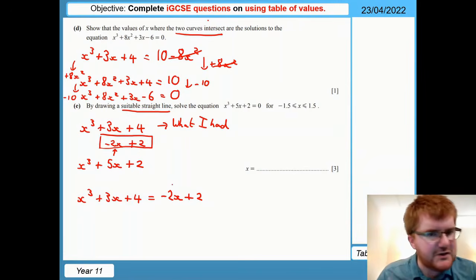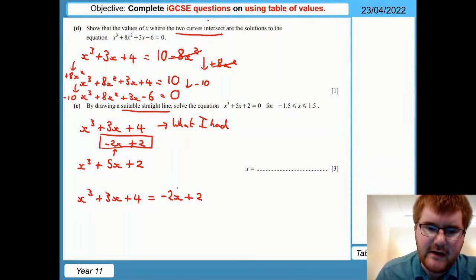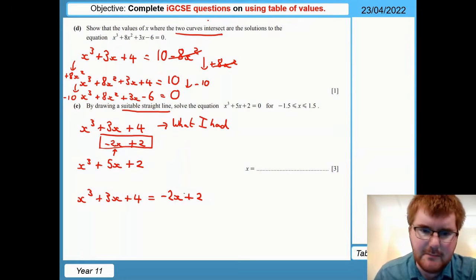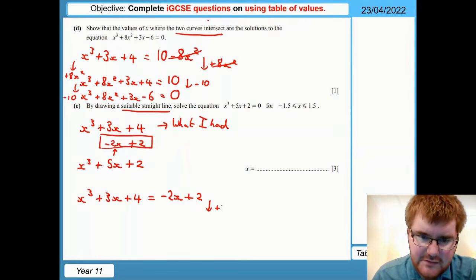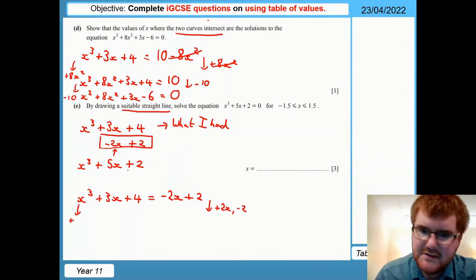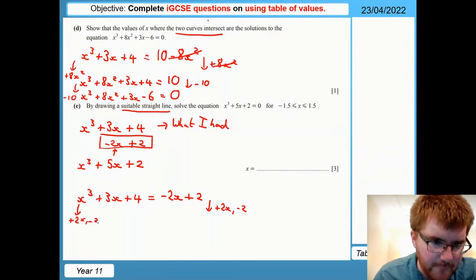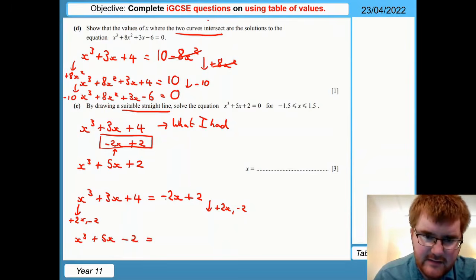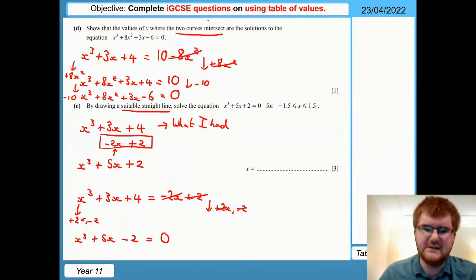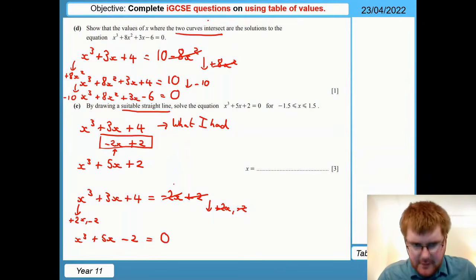But I can rearrange this equation to make the right-hand side 0 by adding 2x and minusing 2. So if I add 2x and minus 2 on both sides, notice I get the cubic that we're actually looking for. So we get x cubed plus 5x minus 2 on this side, and then this cancels, and we get equal to 0. So these two things are equivalent.